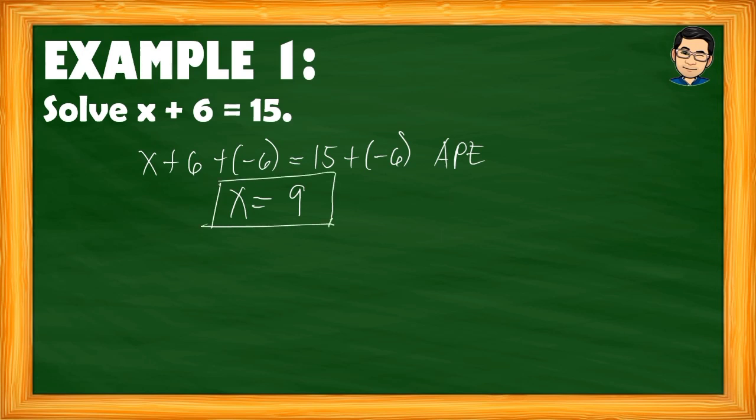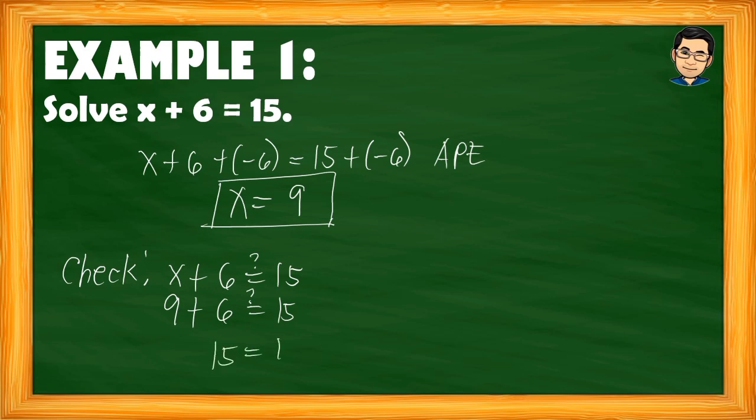Now, one way to check if your answer or if your value of x is correct is by checking, of course. So check. So x plus 6 is equal to 15. And then we will substitute the value of x, which is 9, to the given equation. So 9 plus 6 equals 15. So if we add 9 and 6, that is 15 equals 15. So therefore, the value of x is 9 is true. Okay, so tama po yung value ng x natin na 9.